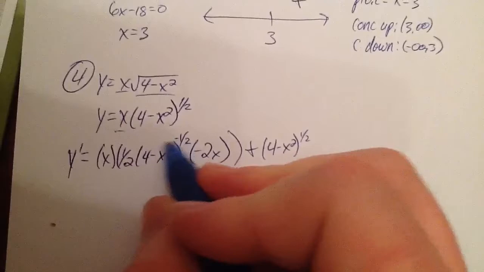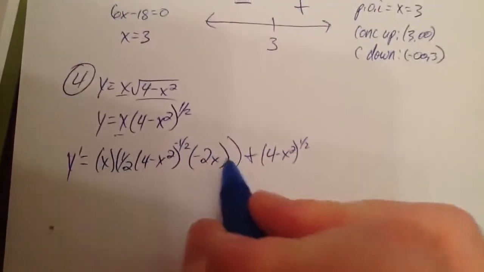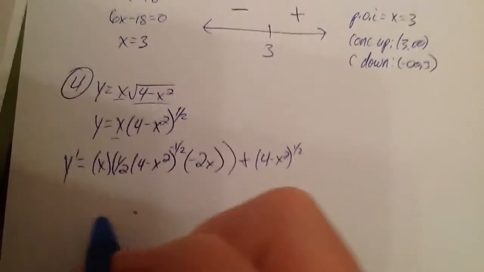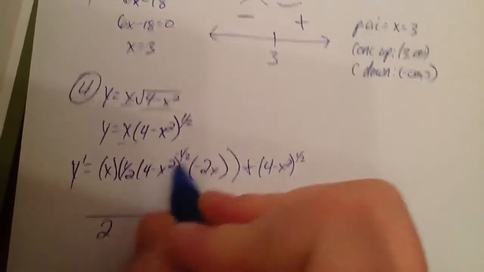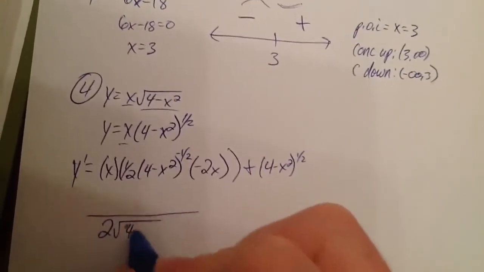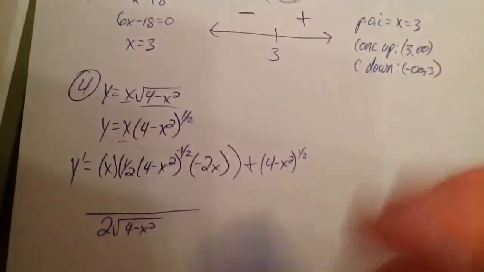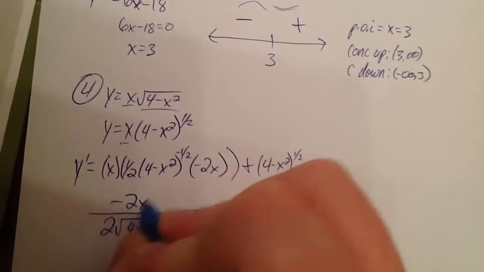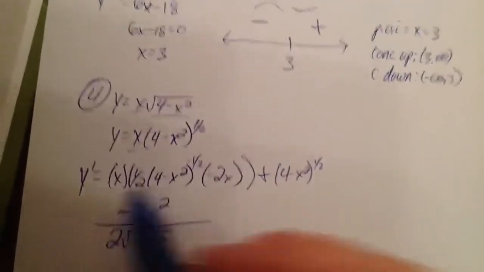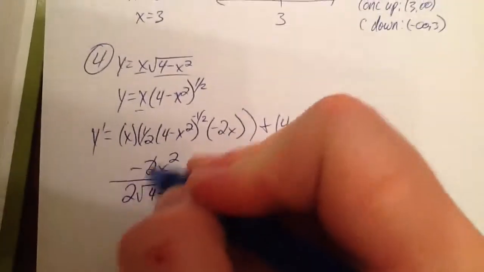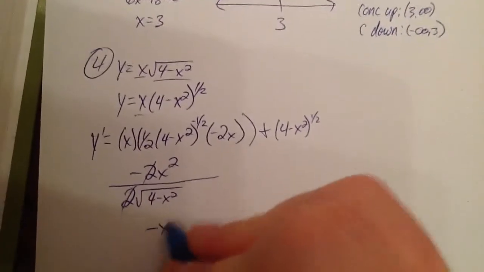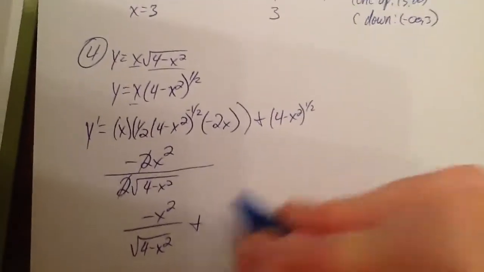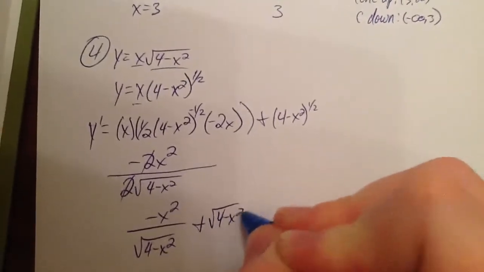So let's see, you got a net, so that's going to go down to the bottom of this term, right? These are all multiplied together, so they're all together. I got a half, so I'm just going to turn it into a fraction. That 2 will be on the bottom. I'll have the square root of 4 minus x squared. I got an x on top times negative 2x. That's negative 2x squared. I think I got everything. And then obviously negative 2 is going to go away. So we got negative x squared over the square root of 4 minus x squared. And then plus the square root of 4 minus x squared.